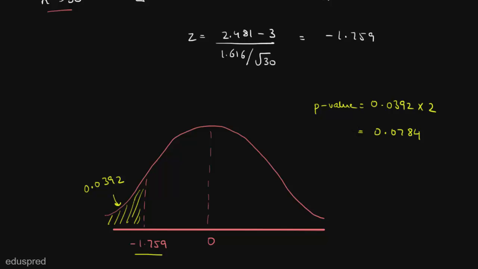Now let's see whether we should reject the null hypothesis or not. Note that we are given in the question that the value of alpha is equal to 0.10. So this is the level of significance. And as you can see, in this case the p-value is less than alpha. And when this is the case, we reject the null hypothesis. So this implies that we are going to reject the null hypothesis.